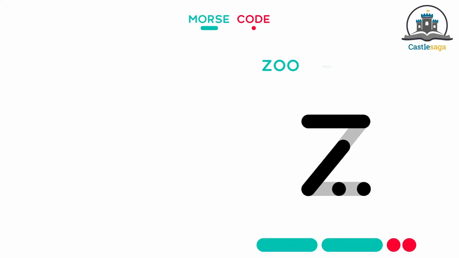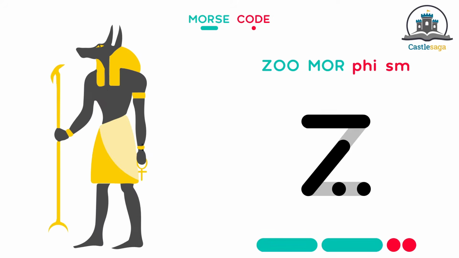It's zoomorphism. It is the use of animal forms in art. It can also mean the representation of God in the form of animals. For example, the Egyptian god of the dead, Anubis, is represented with the body of a man, and the head of a jackal. It is zoomorphism.